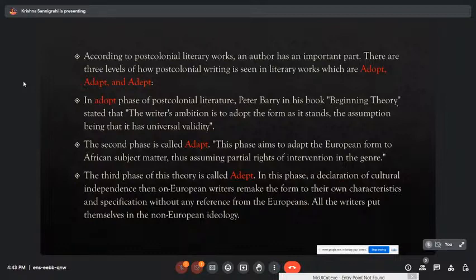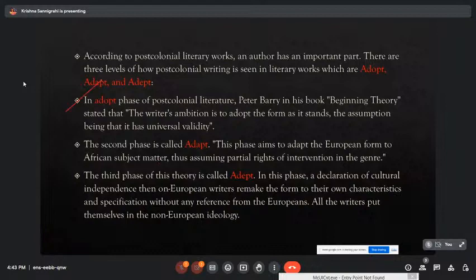Yes, so according to post-colonial literary works, an author is an important part. And there are three levels of how post-colonial writing is seen in literary works, and they are termed as adopt, adapt, and adapt. If you remember yesterday when we were doing gynocriticism, we were similarly talking about the different phases which female writers have gone through in history in order to develop their own autonomous self. Similarly, we are discussing these concepts here.